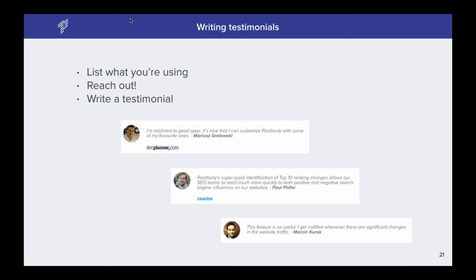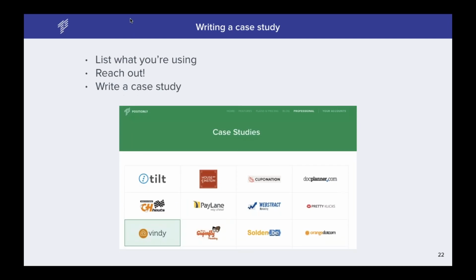So this is testimonials. These are like short pieces of information that are signed with your name and the name of your business. Another thing is writing a case study. This is exactly the same steps. So, preparing a list of apps you're using and that you like using, reaching out, asking if they would be interested in a case study, and then, of course, writing this case study.